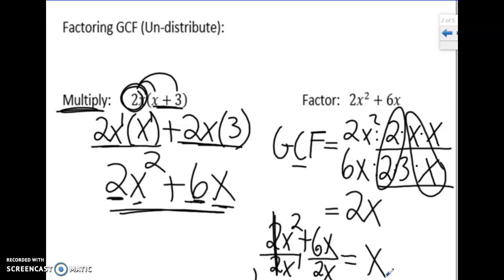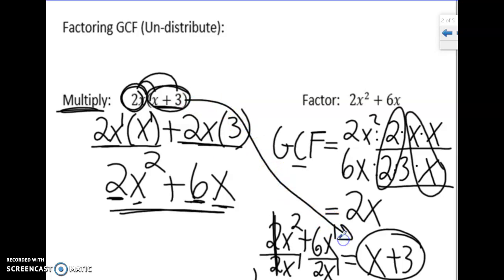So we're down to 1x, and then 6 divided by 2 is 3, and when we do 1 minus 1, because we subtract when we're dividing, everything we've talked about already, we get x plus 3. So there you have it. The same x plus 3 that we had before we multiplied it in.